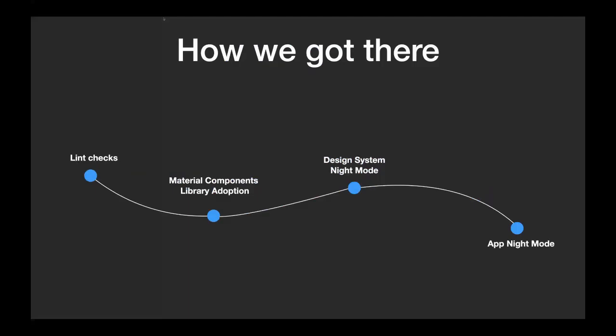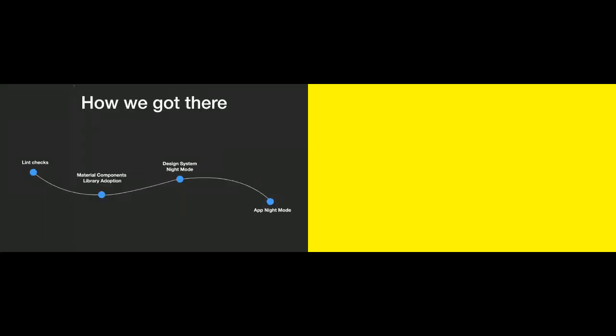But from a development point of view, the way that we approached this was in 4 phases, let's say. The first one was we added a few lint checks to the application and to our design system. The lint checks are there basically to know the status of the current project.